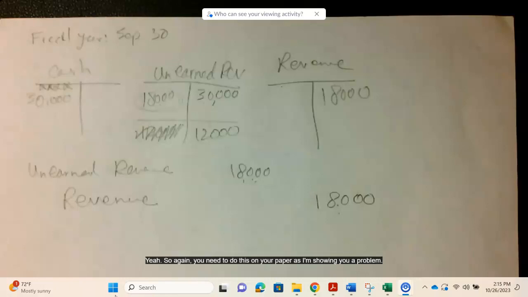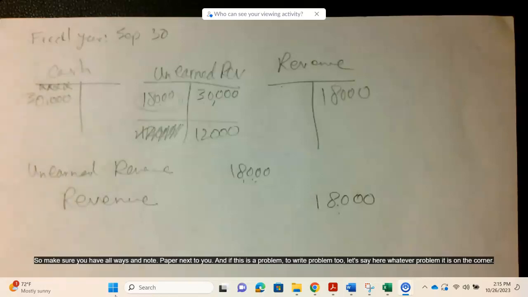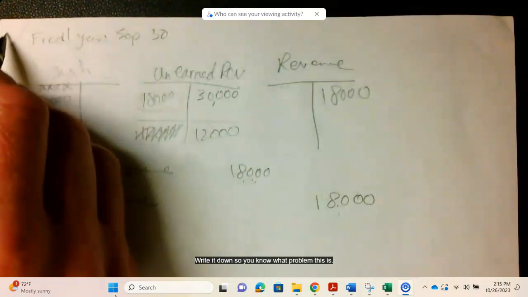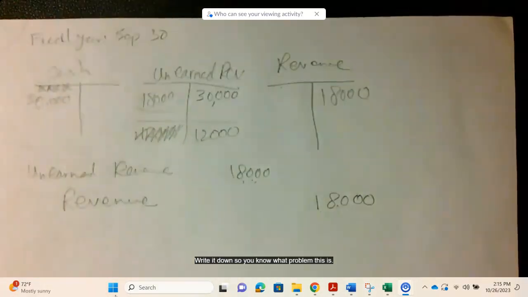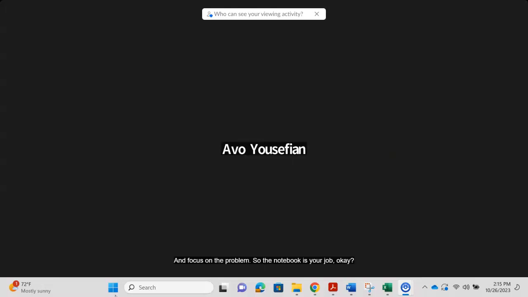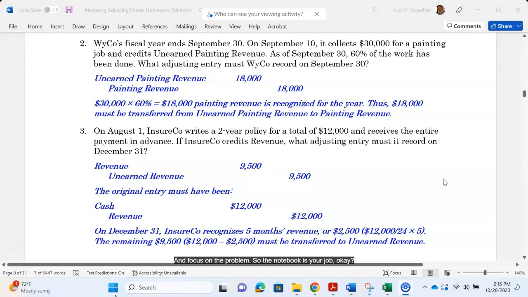So again, you need to do this on your paper as I'm showing you a problem. So make sure you always have a note paper next to you. And if this is problem 2, write problem 2, whatever problem it is, in the corner, so you know what problem this is. Okay, so let's turn this off for now and focus on the problem. The notebook is your job, okay?